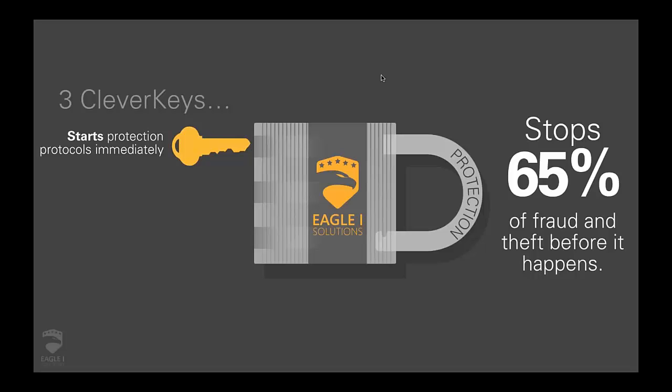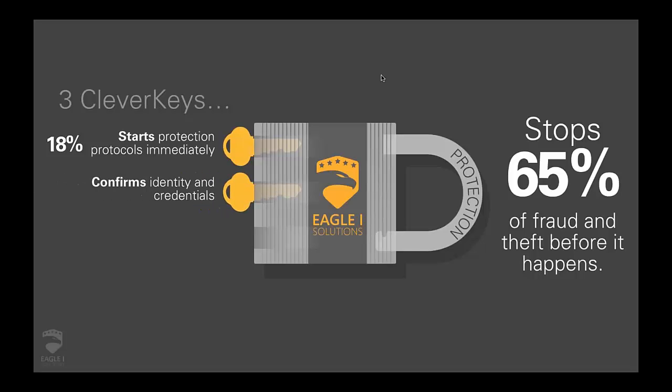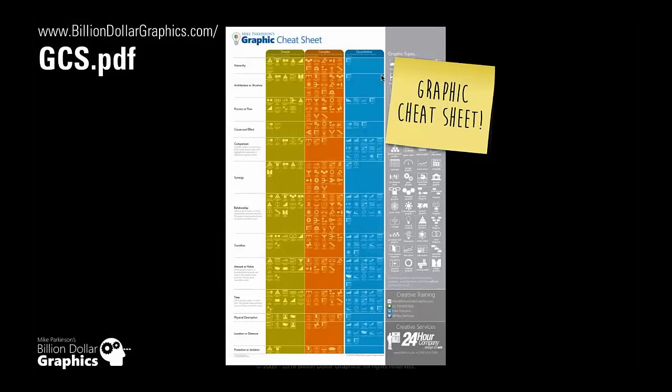Well, the first one starts protection protocols immediately, and that's going to stop 18%. The next one confirms identity credentials, and that stops 28%. And the last denies inconsistent reports, which stops 19% of fraud. Now, on the next slide or graphic, I'm going to speak to exactly how each one of those keys work. So that is a visual, an infographic that communicates that information. However, there's a problem with it, and we'll go into that in a second.